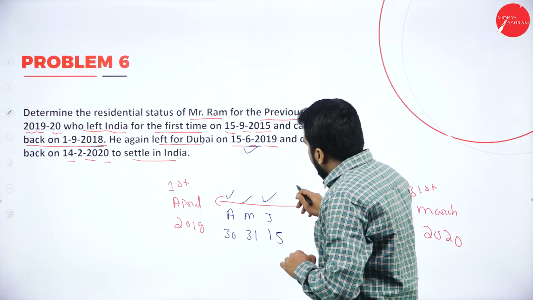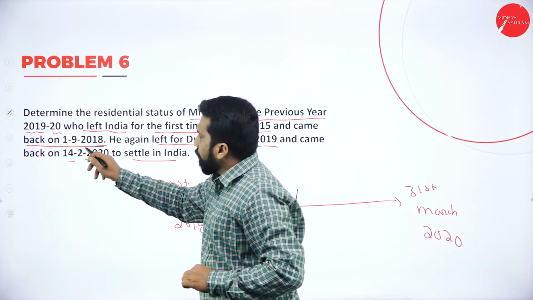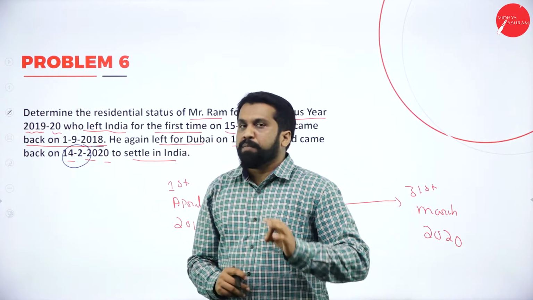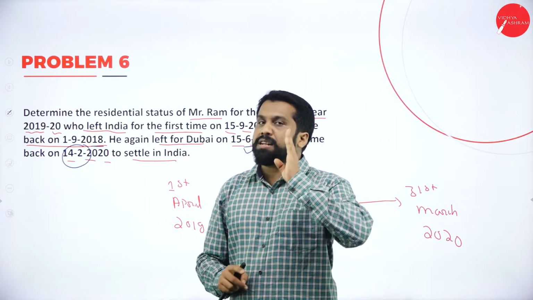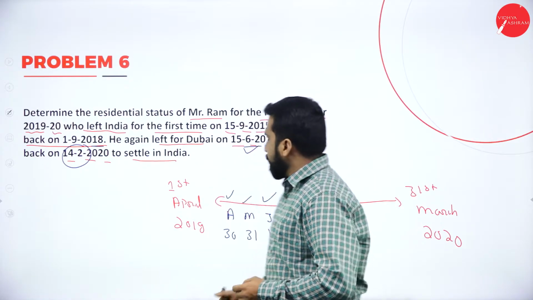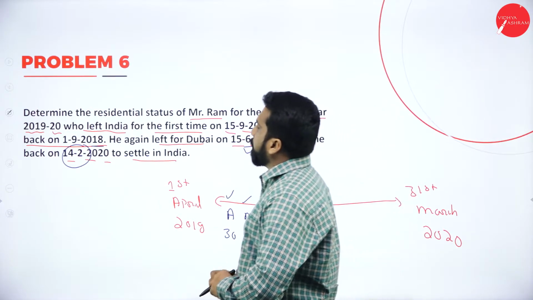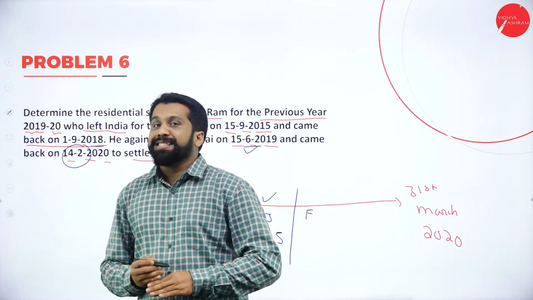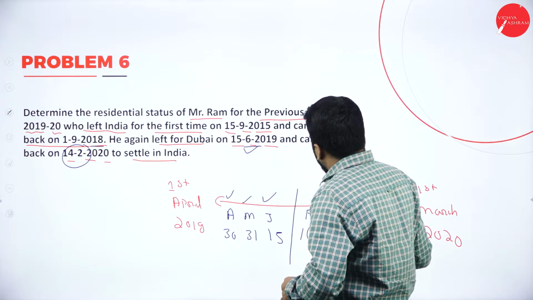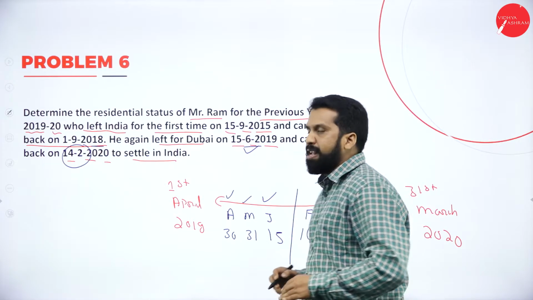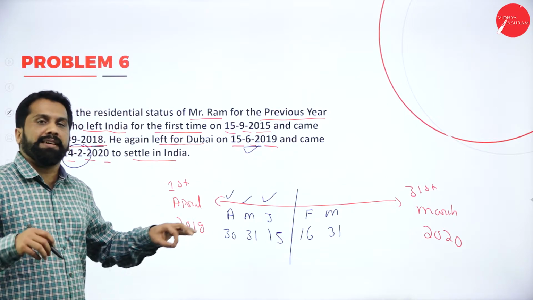Now, again he left and came back on 14th February. In February, how many days was he there? He was there from 14th till 29th, so in the month of February, he was there around 16 days approximately. In the month of March, he was there for 31 days. So, these are the number of days he was in India.